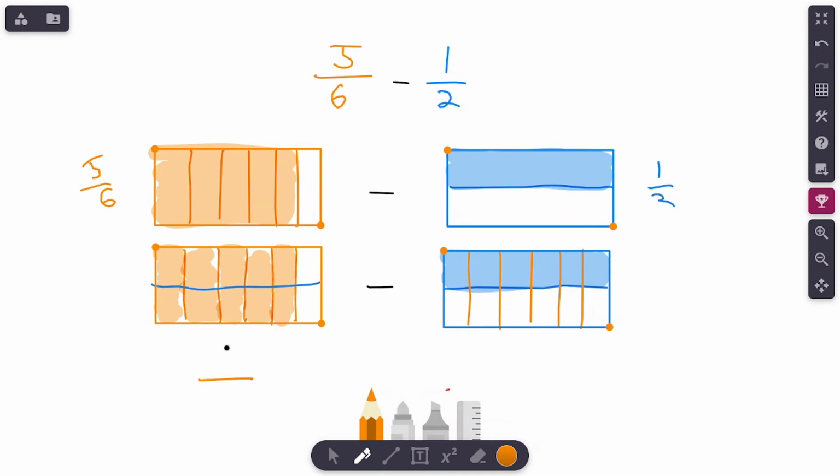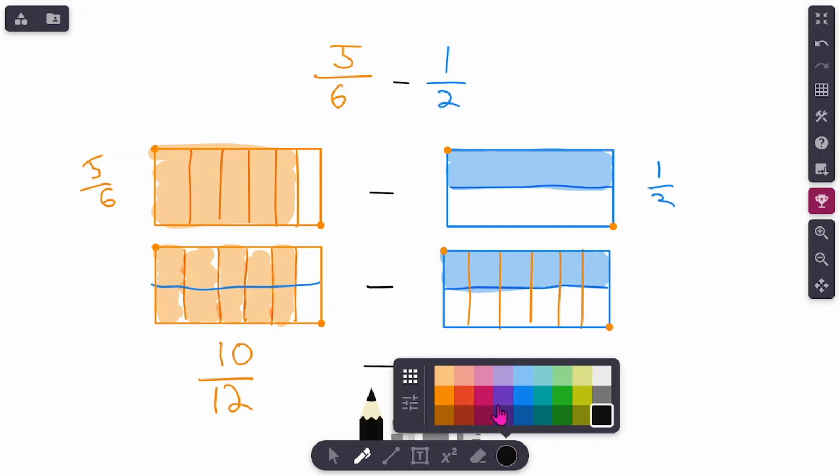Let's look. Count all the sections. 1, 2, 3, 4, 5, 6, 7, 8, 9, 10, 11, 12. 12 sections. How many are shaded in? 1/12, 2/12, 3/12, 4/12, 5/12, 6/12, 7/12, 8/12, 9/12, 10/12. So there we go.